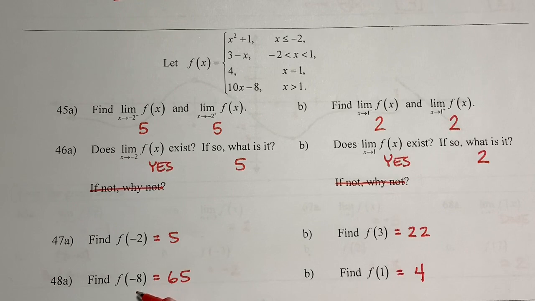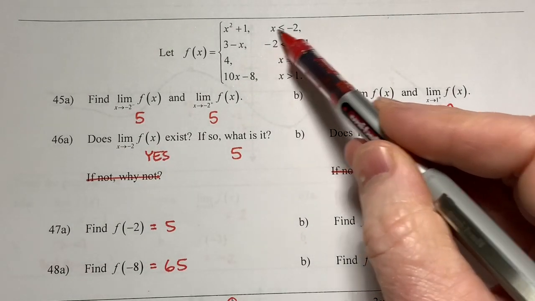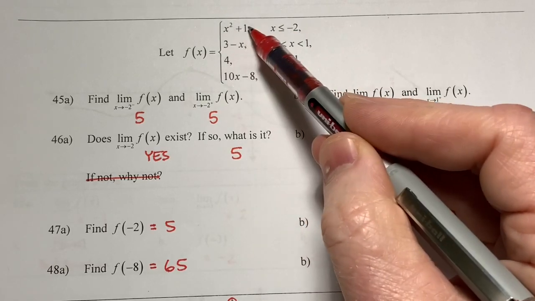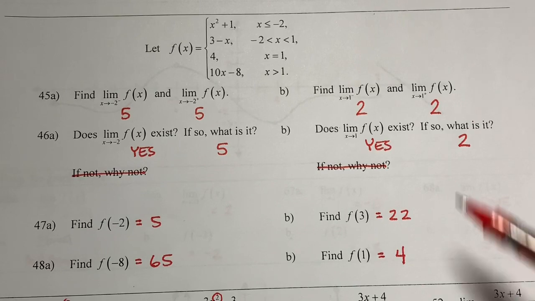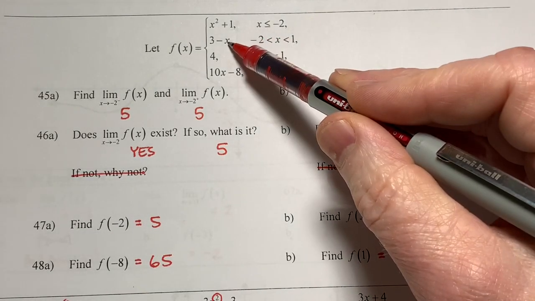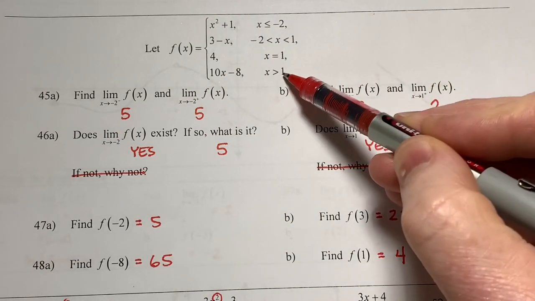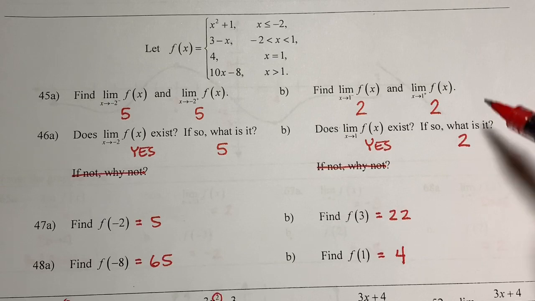And then the value of f of -8, I guess would fall on that top line. So 64 plus 1 is 65. And then on part B, it says, let's look at as you approach 1 from the left. 1 from the left would be 2. 1 from the right would be the bottom equation. That would be also 2. So the limit does exist, and it's 2.